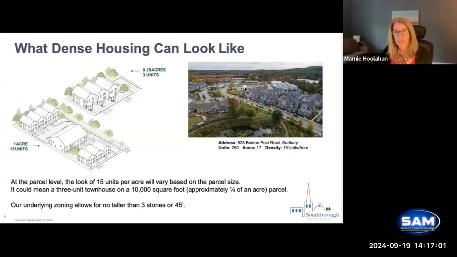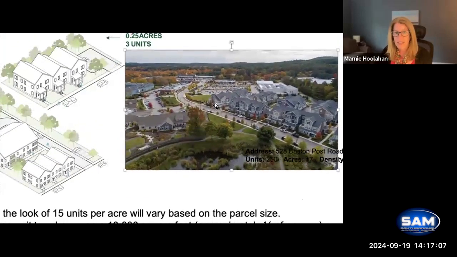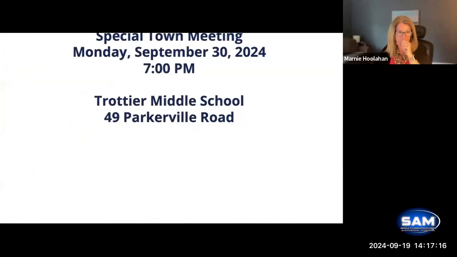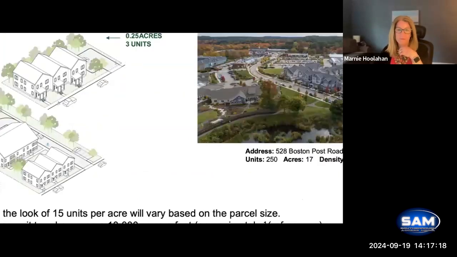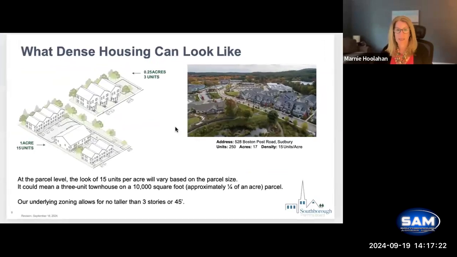In a real life example, I know it's probably very difficult to see this. I'll blow it up a little bit and move my slide. These are designees within Sudbury, and that's a density of 15 units per acre. Let me just scroll that back again so we can get back.